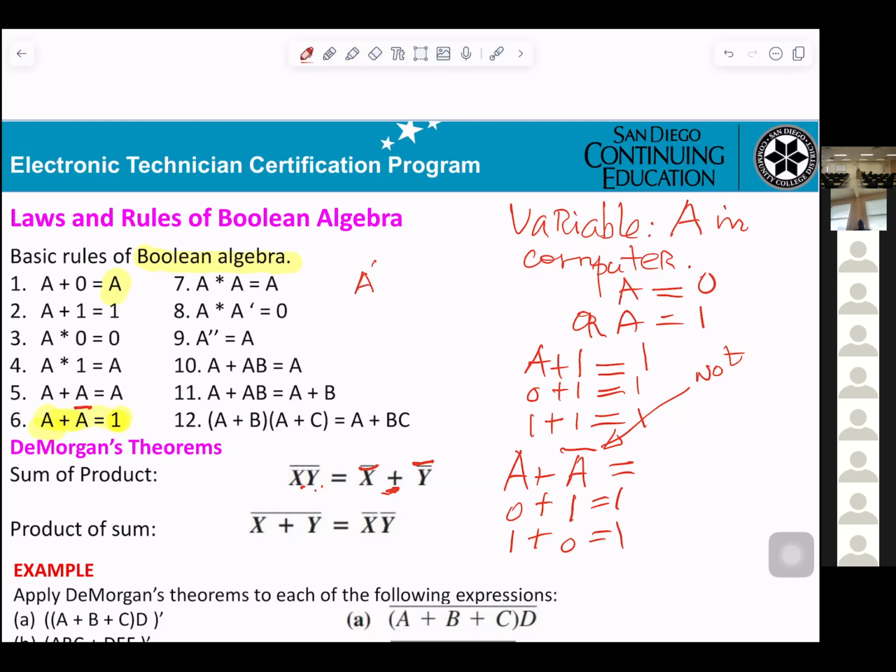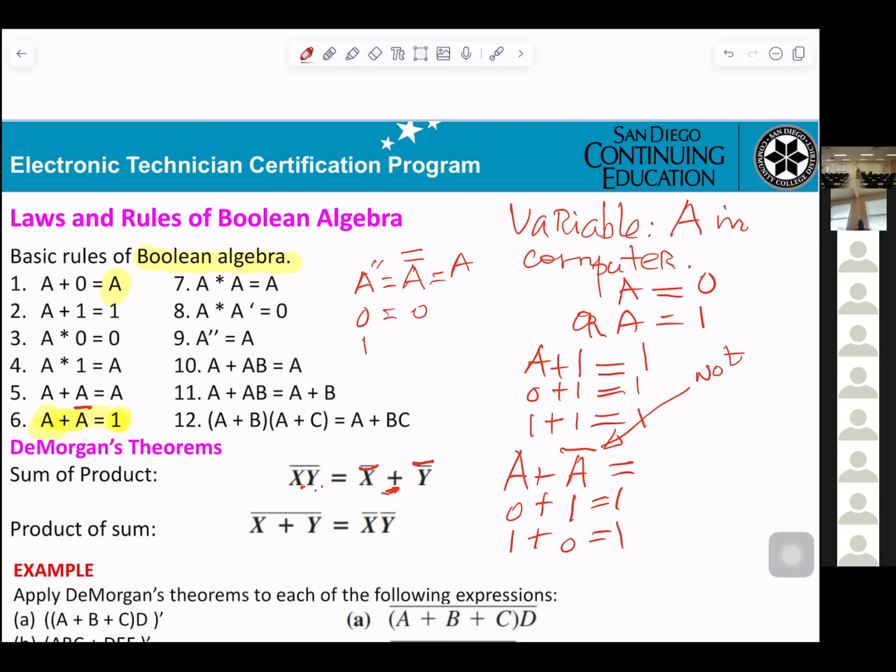Not A, or this way, not not A equals A. For example, A is 0. Then not 0 will be 1, and not again goes back to 0. If A equals 1, not 1 will be 0, and not 0 goes back to 1. So that's why not not A equals A.